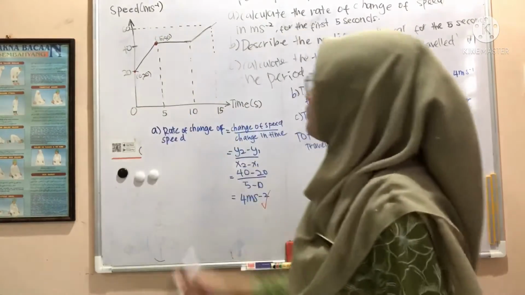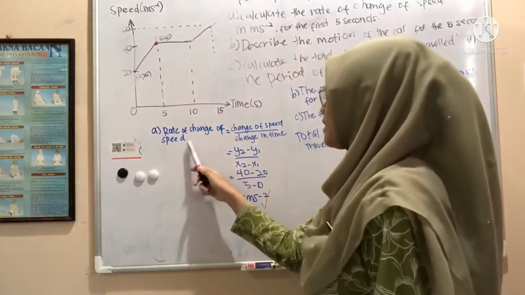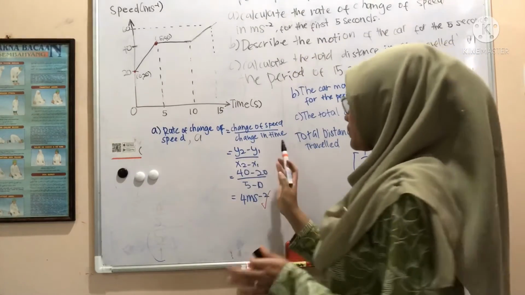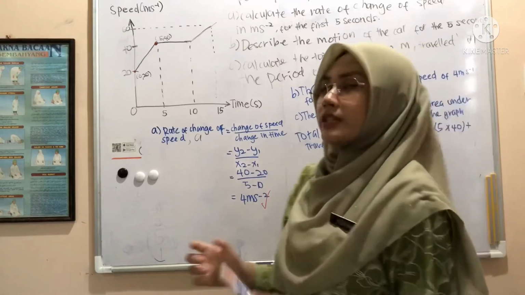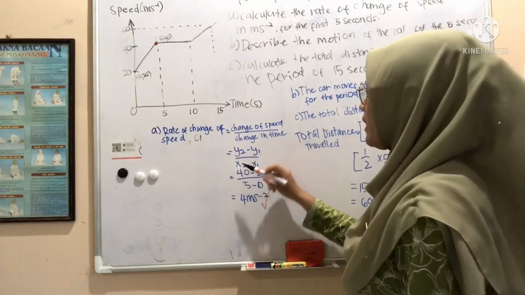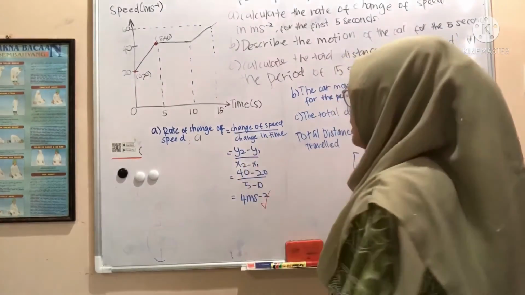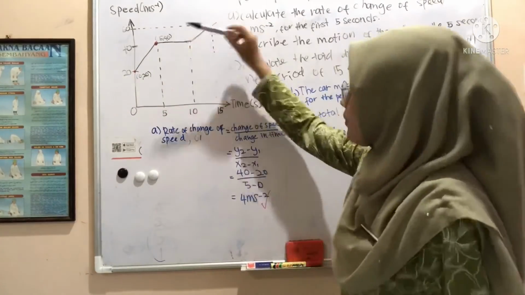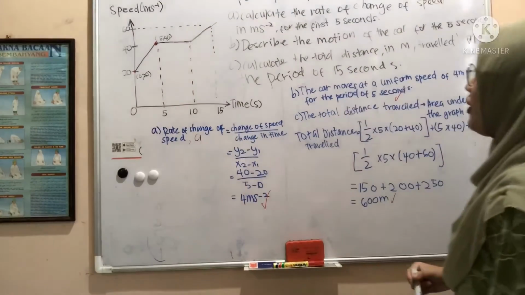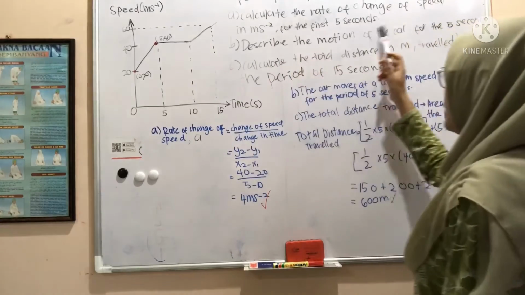0, 20. So the rate of change of speed, which is denominated as acceleration, is the change of speed over the change in time. So y2 minus y1 over x2 minus x1. This is the formula of gradient. So y2 is 40 minus y1 20, over x2 5 and x1 is 0. So the answer is 4 ms negative 2. Okay, clear? Okay, alhamdulillah.